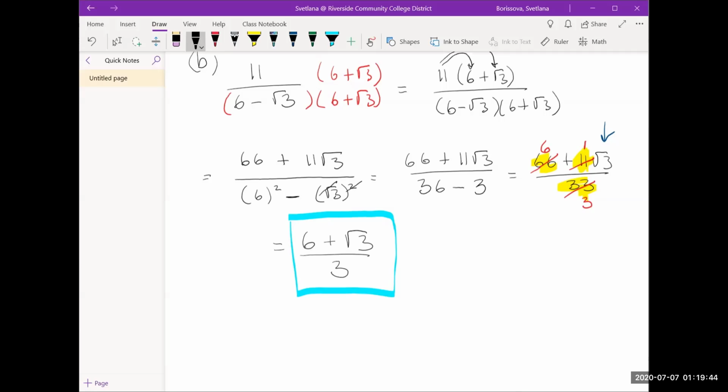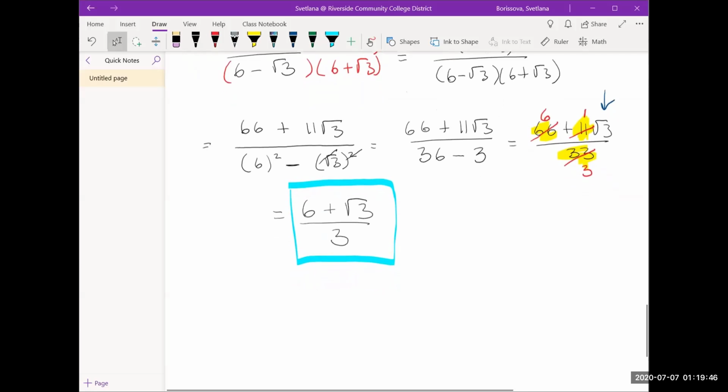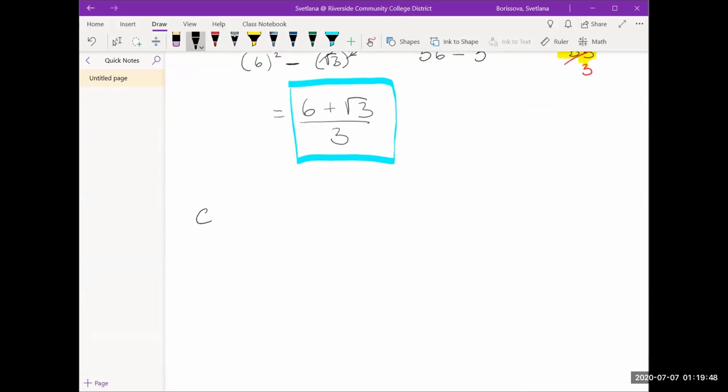Okay. Perfect. So let's do the last example. The last example is just something that's a little bit different. Let's try this: square root of 5 minus 2, over square root of 3 minus square root of 5, like that.